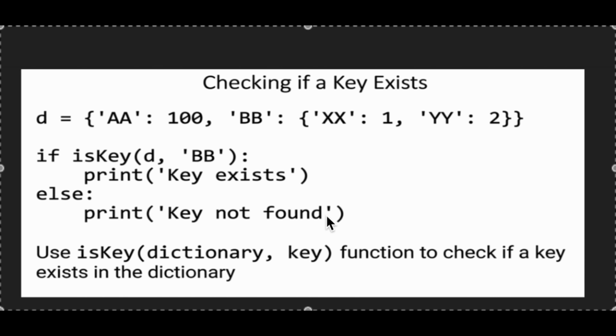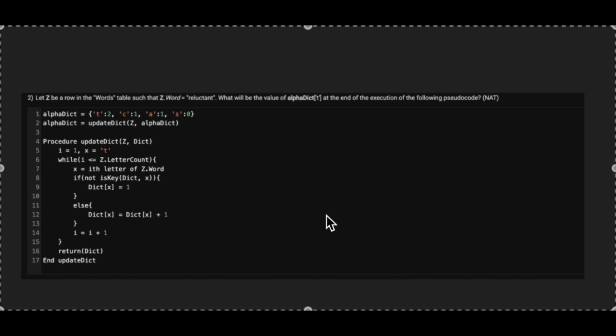That's it for the first step. If you try to update or read a key that doesn't exist, your whole program might crash. That's why by using is key, dictionary comma key, you ensure your code stays running smoothly no matter what the data is inside. Okay, now let us solve one question.